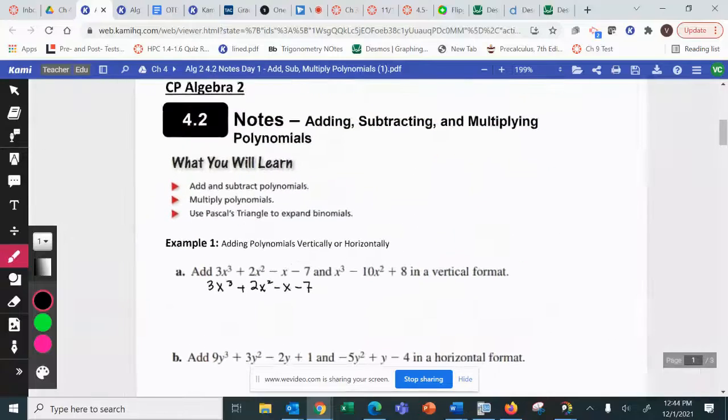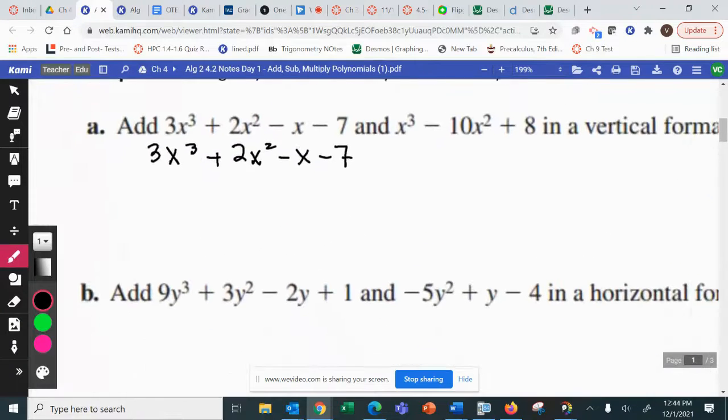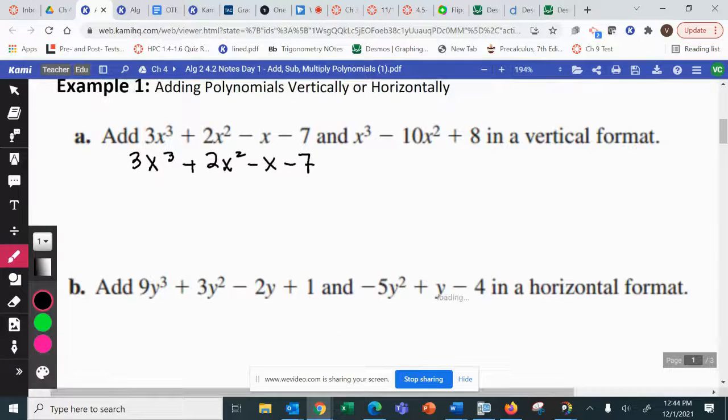This is section 4.2 notes, and we are adding two polynomials in a vertical format. To do it in a vertical format, I'm just going to line up the second polynomial under the first one, but I'm going to purposely line up the terms that are like terms. So x cubed is going to go under the 3x cubed. Minus 10x squared under the 2x squared.